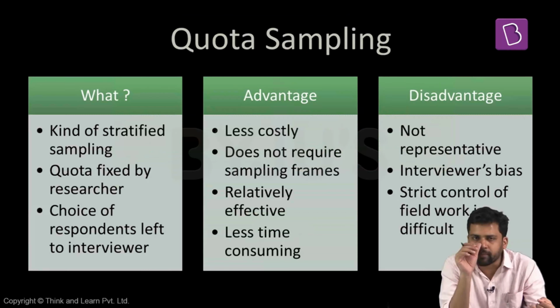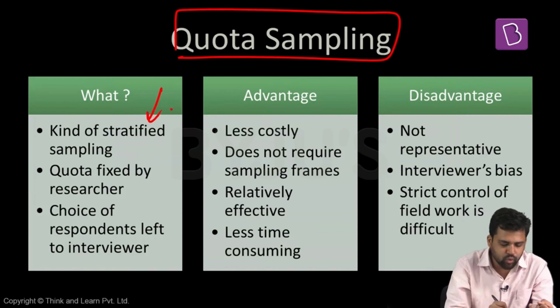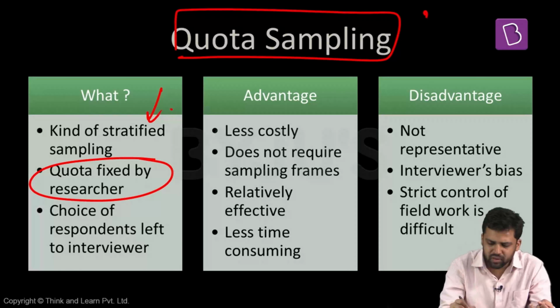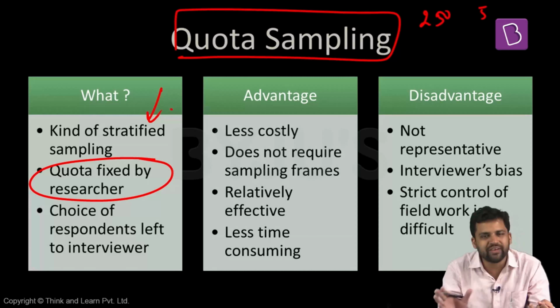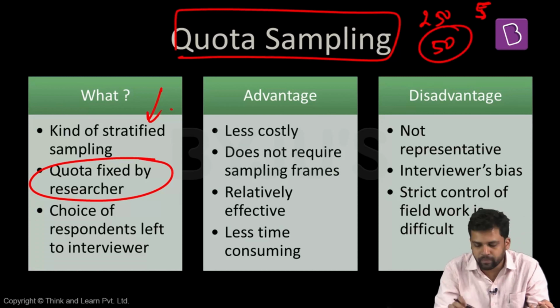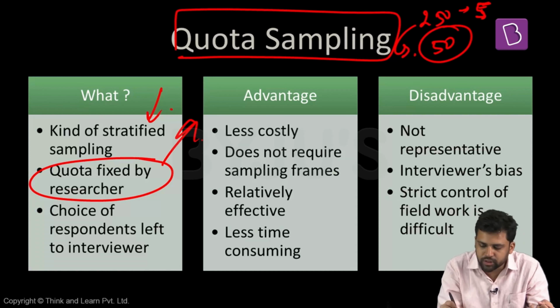Another kind of non-probability sampling method is quota sampling. Now, quota sampling is more or less similar to stratified sampling. Here, a quota is fixed by the researcher. For example, let's say you have to study 250 students spread across 5 colleges. This is the total population that needs to be studied. Let's say you have to make a sample of 50 students out of these 250 students. Now, a quota will be fixed by the researcher that from each of these 5 colleges, study 10 students, and each of these 10 should have 5 males and 5 females.